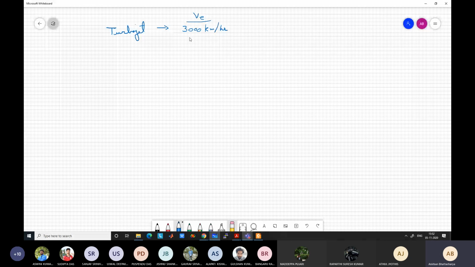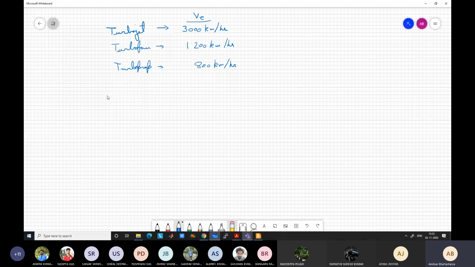For a turbofan engine, let us say that we get around 1200 km per hour exhaust gas velocity relative to the engine. And for a turboprop engine, let us say that we get a velocity somewhat similar to 700 to 800 km per hour. This is the velocity of the air after the engine. So why is this difference there? This is because of the nature of the engine.